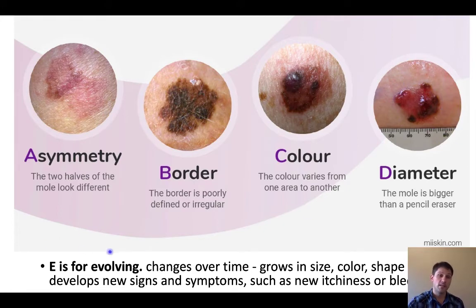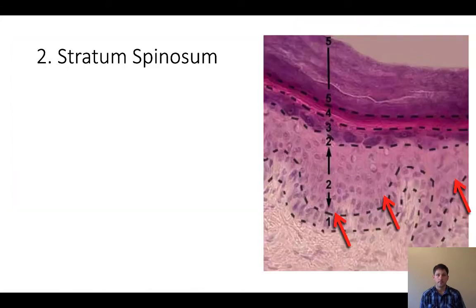And then E is for evolving. And so evolving, it's changing over time. So you may go into a doctor and say, hey, I got this mole, I'm not really sure. And they might say, just keep an eye on it. Let's watch it. And if we see it change, it's a little itchy, it changes color, you probably need to go see your dermatologist again and have them deal with that.